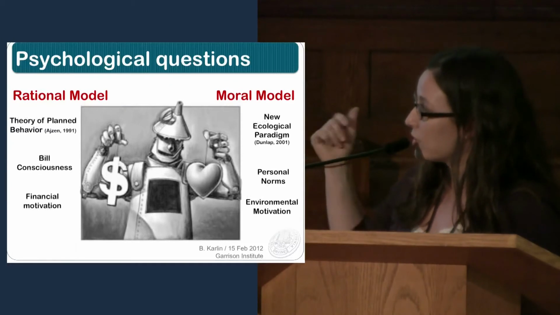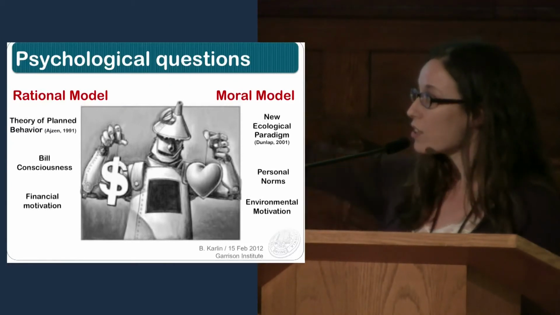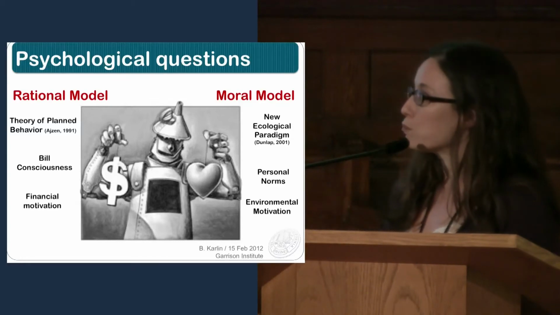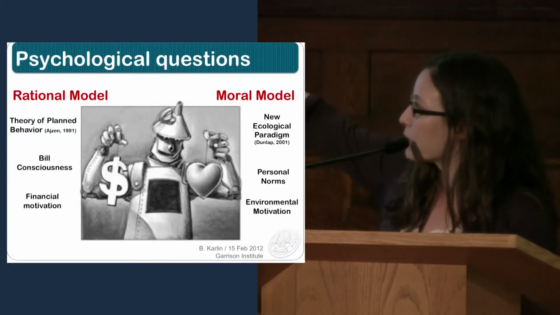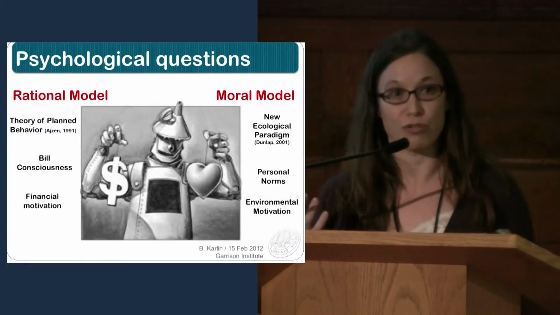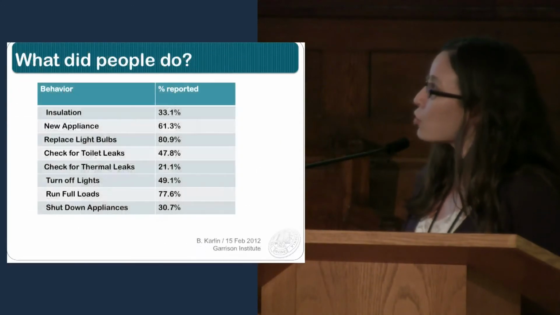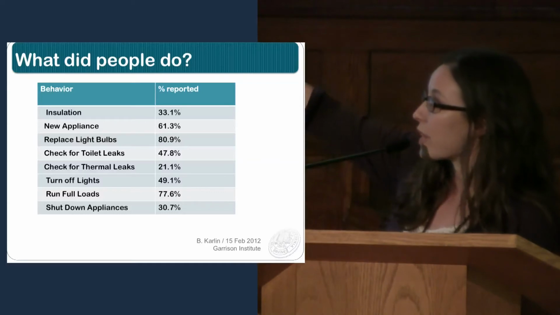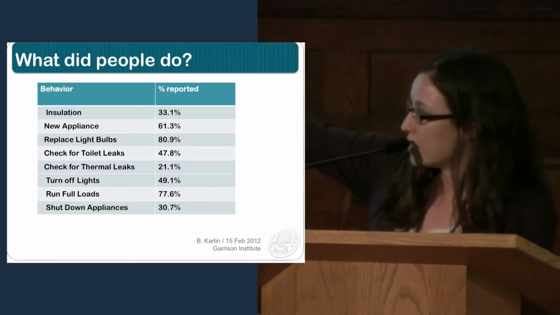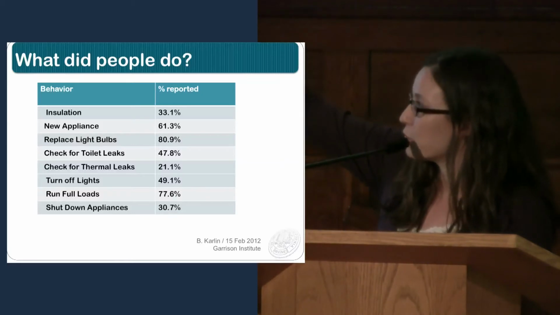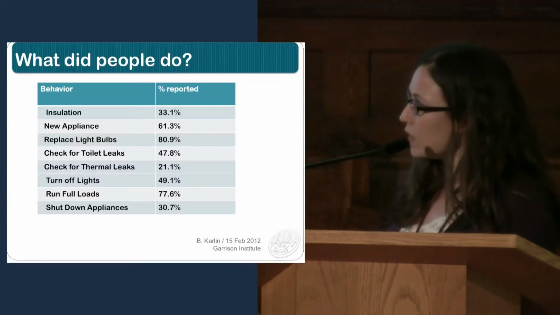So we asked some questions to test both of these models. In the field of psychology, the theory of planned behavior is one of the more common ways of measuring the rational model. And then we looked at norms and environmental motivation, and the new ecological paradigm is a measure of ecological values to measure that model. So first, what did people do? So we looked at whether these behaviors clustered reliably. And if you just look at the percent reported, we actually don't see, these bottom 3 are curtailment, we don't see significant differences between those two. Both the highest and the lowest reported behaviors are within the efficiency dimension.